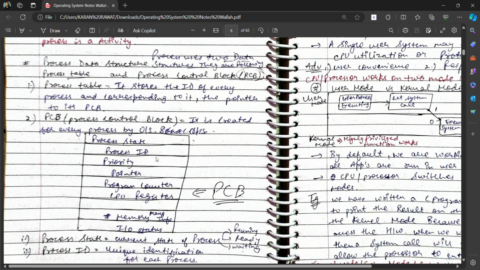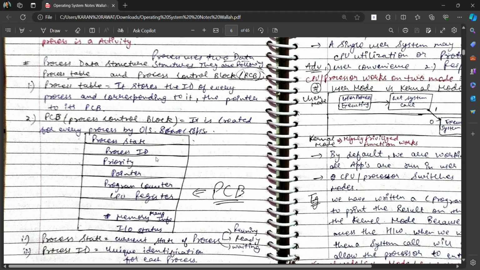Every process will have a PCB, that is a process control block, and that PCB will store all the information related to that process. PCB, process control block, is very much important. They will definitely ask you in your interviews and vivas, what is a PCB. So PCB is the process control block, and it basically stores the information of a particular process.